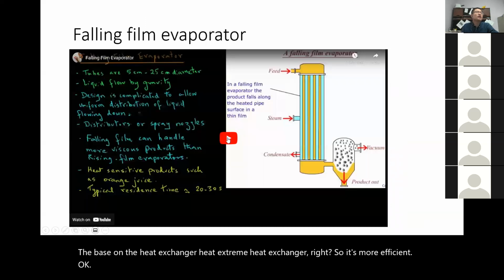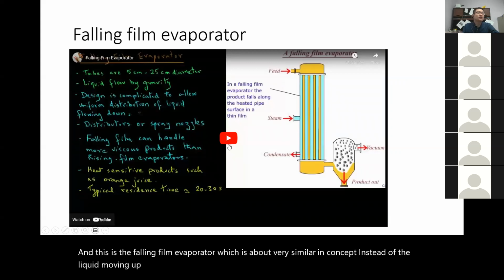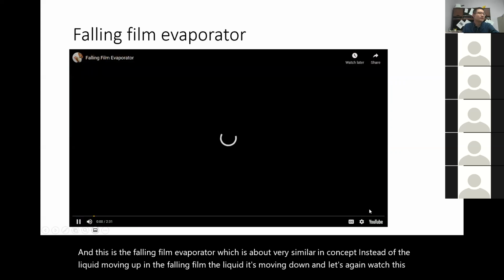Okay. And this is the falling film evaporator, which is very similar in concept. Instead of the liquid moving up, in the falling film, the liquid is moving down. And let's again watch this video. Let's see.